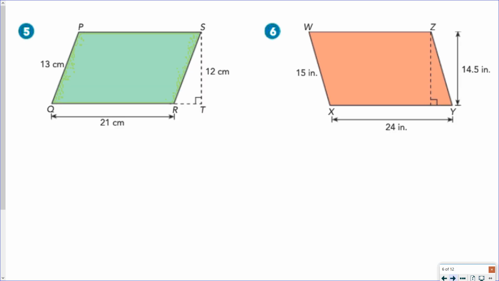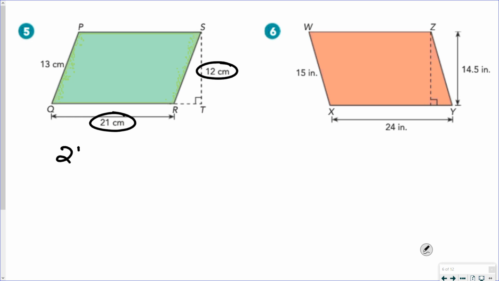If you haven't done 5 or 6 yet, go ahead and pause, do those, and resume. If you've done them, here we go. So again, we want to identify a base and a height. So our base, we're going to use the 21 centimeters. Our height, remember for height, you want to be going straight up and down. So we're going to use 12 centimeters as our height.